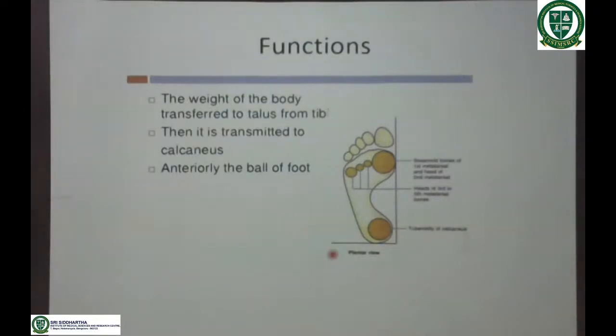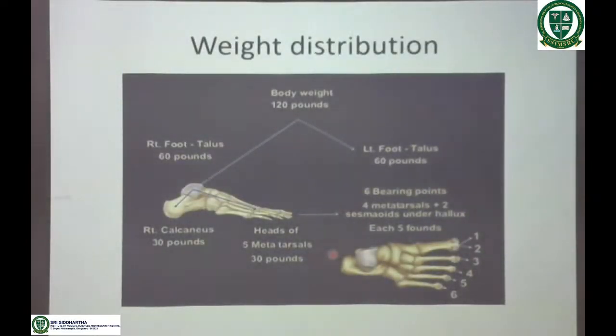The main function of the foot is that it can support our body weight. Due to the small segments, these arches help the uniform distribution of the weight to the ground. Here in this figure, you are seeing the lateral view, and here the dorsal view. Here the body weight is mentioned in terms of pounds. Suppose a person weighs 120 pounds, it gets distributed to the right and left leg as 60 pounds each. 60 to the right leg, 60 to the left leg.